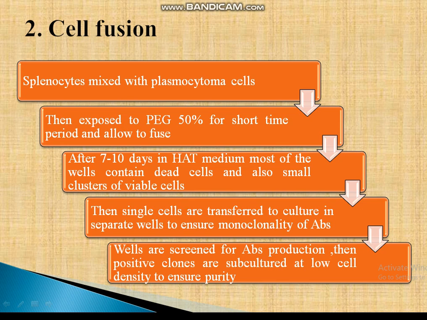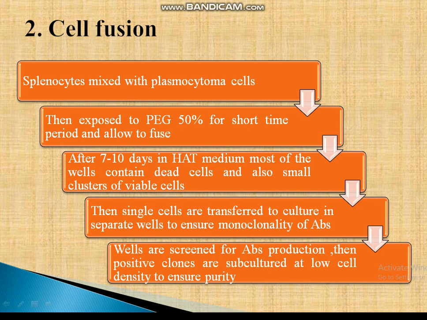Basically, it is a medium. Now, what's the reason to use this medium? Basically, what is happening in this particular medium? Fused and unfused B cells die because of their short lifespan, and fused and unfused myeloma cells will also die because all these cells are HGPRT negative, and so it will block the pathway. And so finally, what will be the remaining? The remaining will be hybrid cells, that is hybridoma cells. They will survive because they are HGPRT positive and can divide infinitely.